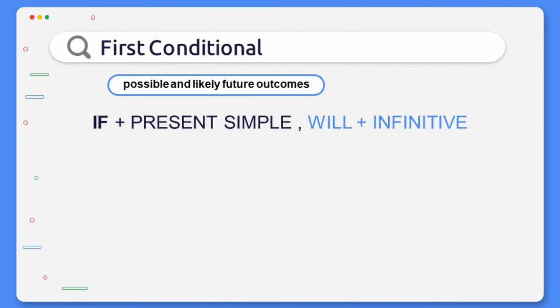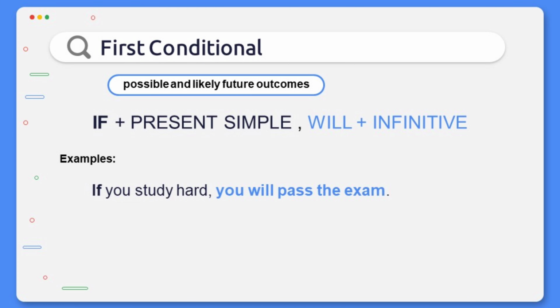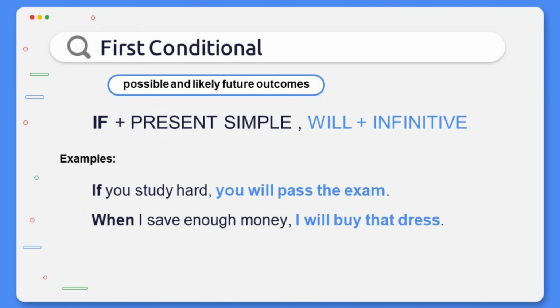Let's have the first conditional now. We use this when we talk about possible and likely future outcomes. For our structure, we use if plus present simple for our if clause and will plus infinitive for our main clause. If you study hard, you will pass the exam. When I save enough money, I will buy that dress. If I get sick, I will go to see a doctor.